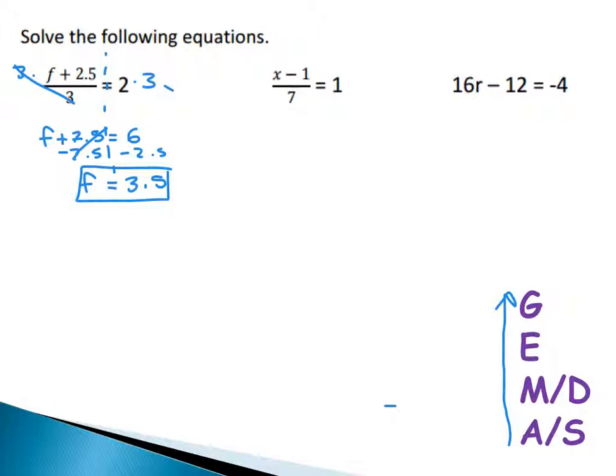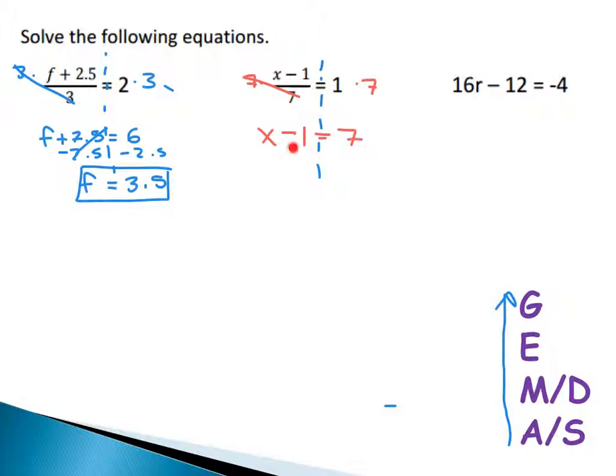Setting up the problem, you can put a little dashed line through the equal sign so I know where I need to cross over. First thing I'm going to do here, just like the last example, I see I'm dividing everything on top by 7. So I'm going to undo that by multiplying by 7. Again, if I multiply one side by 7, I have to do it to the other side. Can't forget that. That's going to give x minus 1 equals 1 times 7, which is 7.